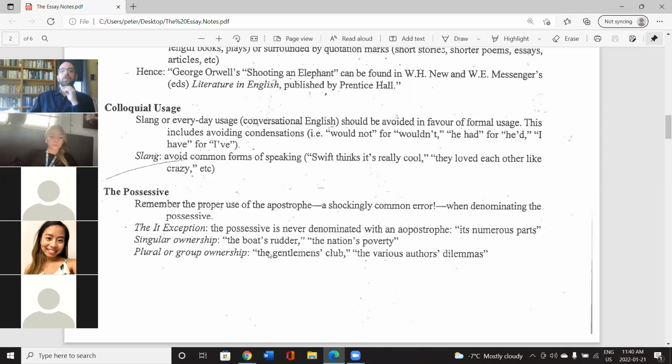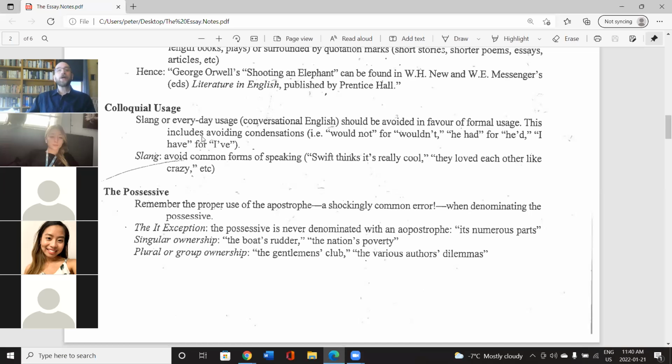This is a reminder, I know you all know this, but I'm just reminding you. Singular ownership: the boat's rudder, the nation's poverty. The apostrophe goes there, of course, between the T and the S, between the N and the S. With plural or group ownership, the gentlemen's club, the apostrophe comes after the S, or the various authors' dilemmas, more than one author, the apostrophe comes after the S. Those are just little stylistic reminders.